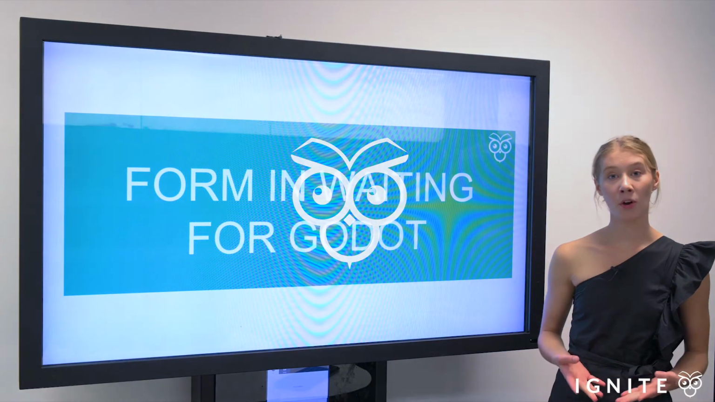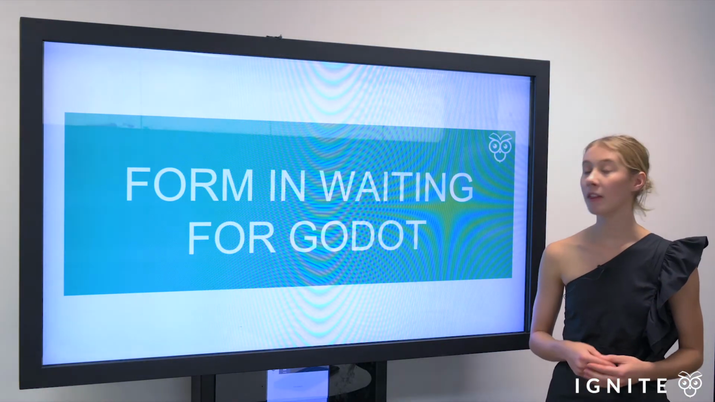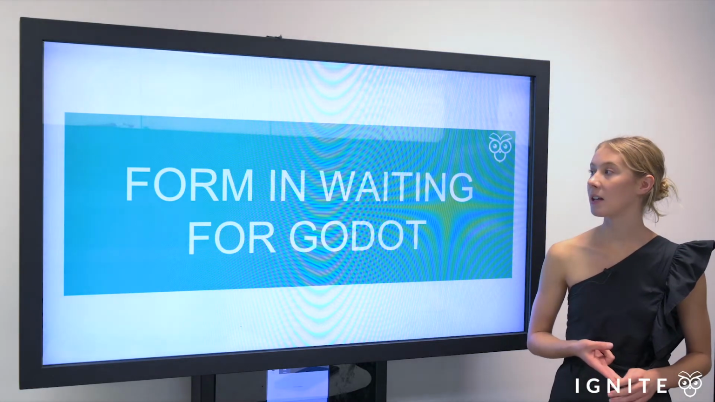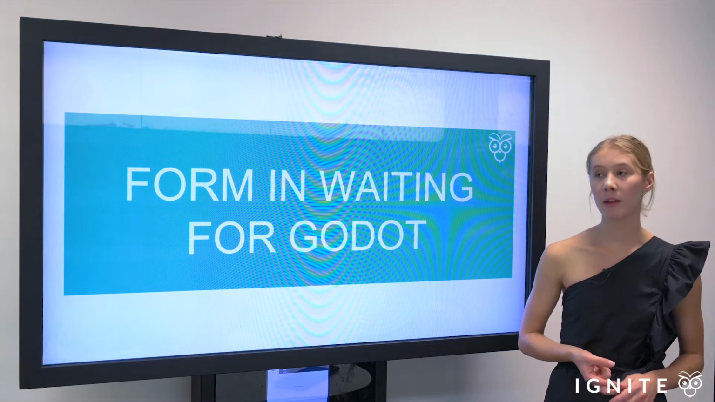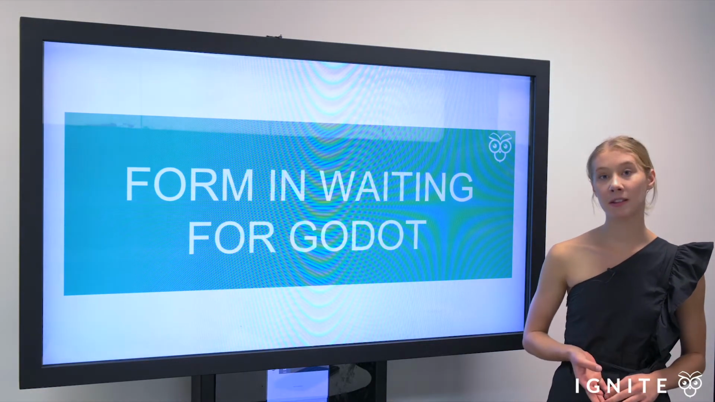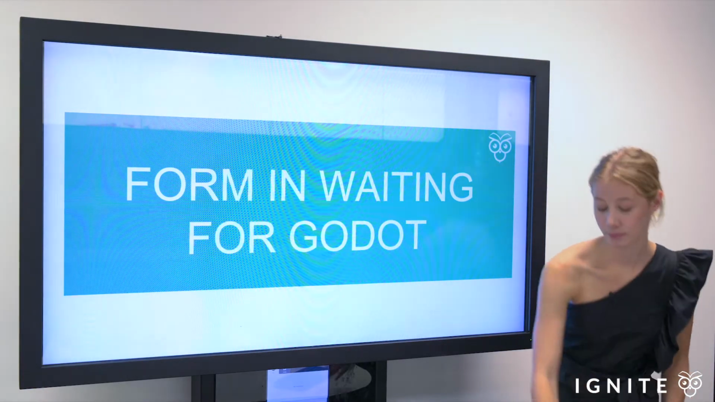So there's four components which are worth discussing when talking about form in Waiting for Godot. The first is Beckett's use of Absurdist Theater. The second is his use of Postmodernism. The third is his use of motif and repetition. And the fourth is his use of humour. So first, let's look at his use of Absurdist Theater.